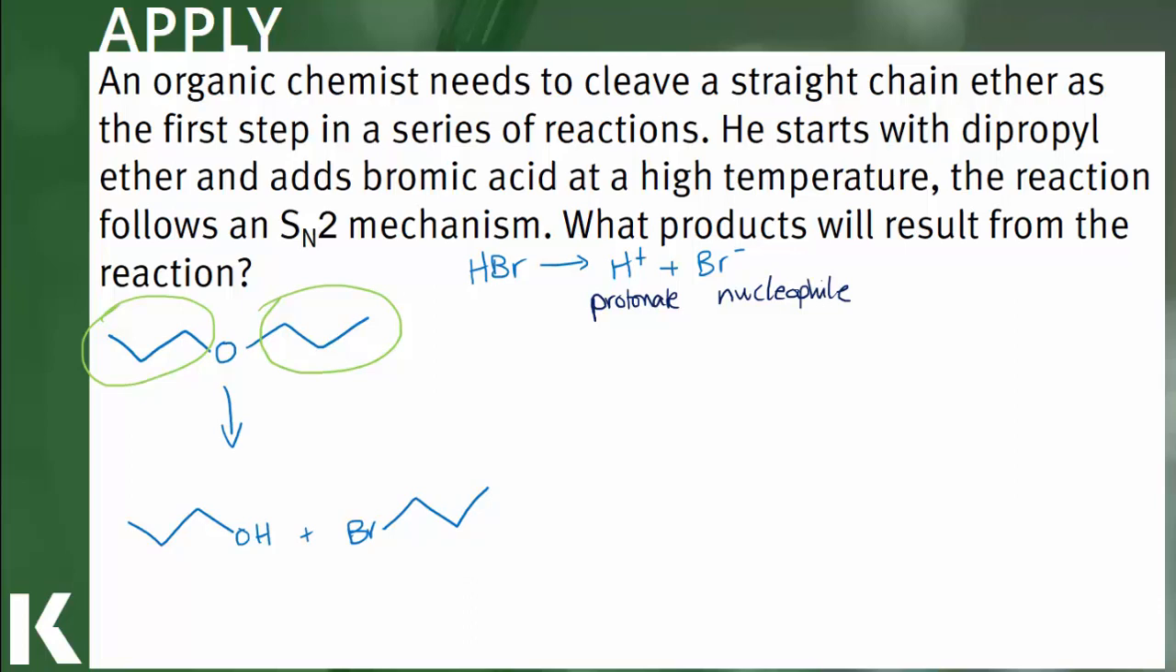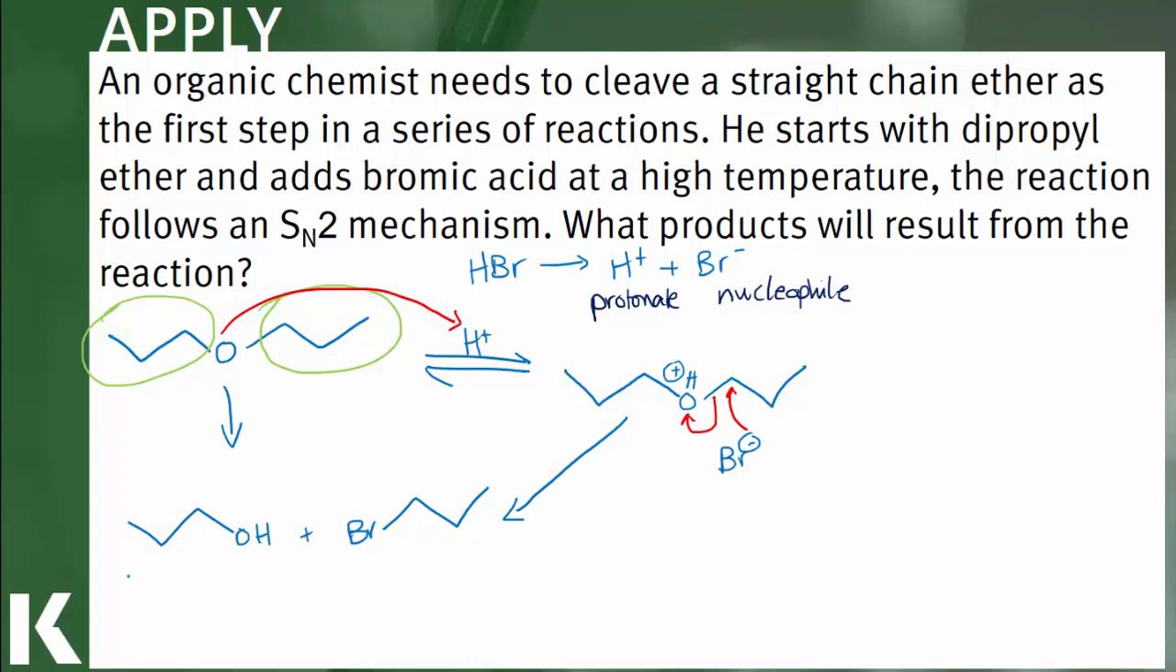For completion's sake, let's draw out the mechanism. First, we get protonation of the oxygen. Next, electron density is pulled from the carbon, allowing the simultaneous attack of the bromide on the carbon and the movement of electrons onto the oxygen, giving us our products, propanol and 1-bromopropane.